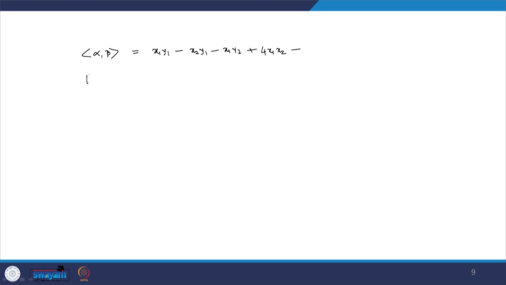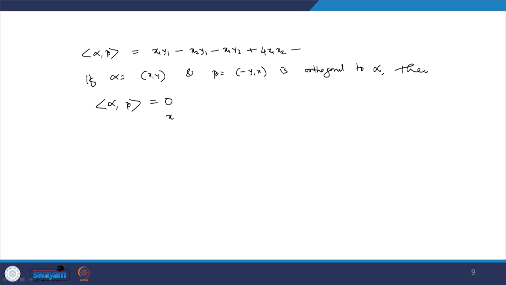Now, if alpha is equal to (x, y) and beta is equal to (minus y, x) is orthogonal to alpha, then we will definitely have the inner product of alpha and beta equal to 0. In the case of the standard inner product, alpha equal to (x, y), beta equal to (minus y, x) is orthogonal. Here, beta equal to (minus y, x) will be orthogonal provided certain conditions hold, let me see what they are.